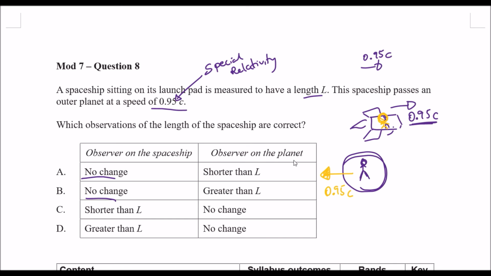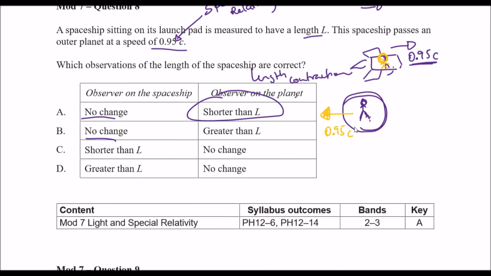If I'm an observer on the planet, do I see a shorter length or a greater length? Well, shorter length, because it's length contraction, right? So A is the correct answer for question 8. As you can see here, that's only a band 2 to 3. That explanation sounded a bit tougher, higher than 2 to 3, but it is what it is.